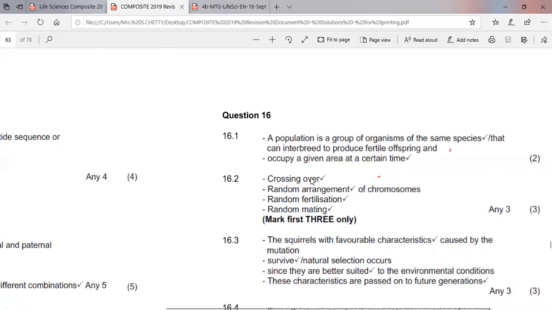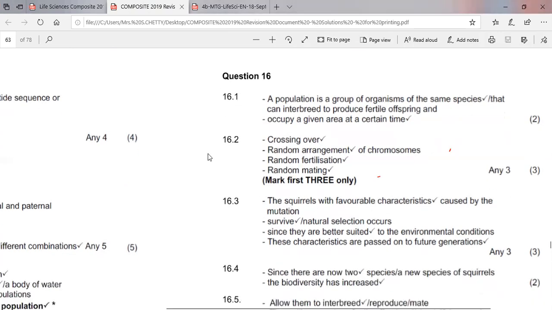And sometimes if the child did this here, crossing over there and there, they'll give the child just 2 marks. So we really don't know which way your examiners go. I prefer meiosis and put down there crossing over and random arrangement. So if they were given 2 marks, you'd have got your 2 marks in the first line. And then you could also write down random fertilization, random mating.